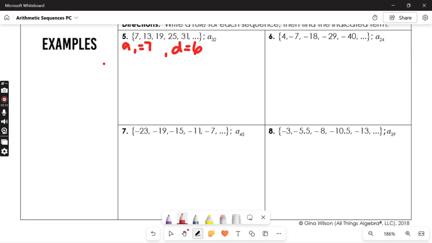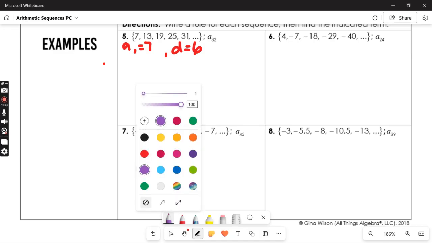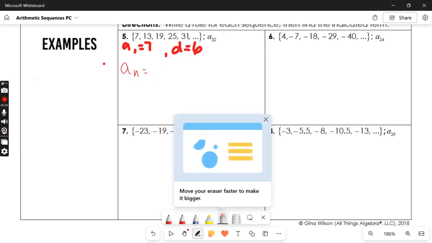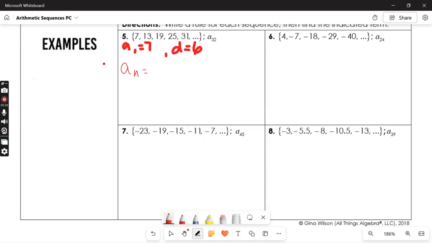So I'm going to fill in my formula. So I'm going to have a_n is equal to my common difference times (n minus 1) plus my first term, which is 7. I'm going to distribute, so it would be 6n minus 6 plus 7, and then I'm going to combine my like terms. So my equation is 6n plus 1.